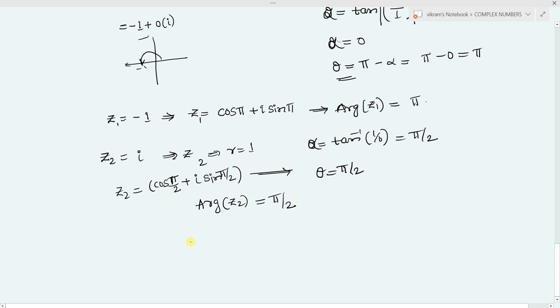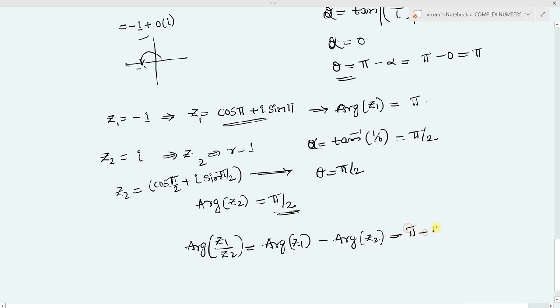And what is being asked? The argument of z1 by z2. We can write it as arg of z1 minus arg of z2. Whereas arg of z1 is pi, and arg of z2 is pi by 2. Pi minus pi by 2, we get the resultant as pi by 2.